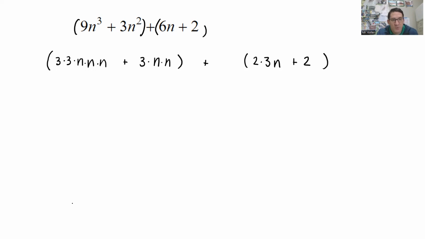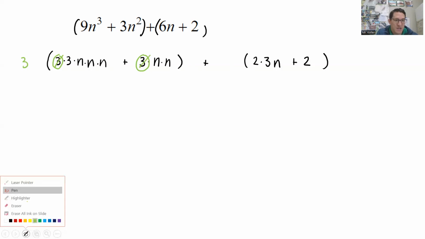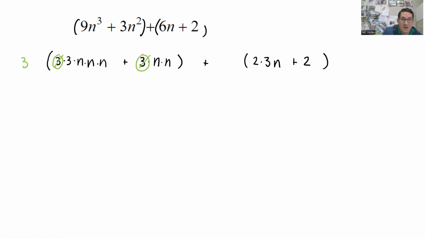But let's go through and look for the greatest common factor here. On this one, they each share a 3 in common, so I can take out a 3. And then they each share a 2n. So I have n squared, n times n. I can take out 2n from both. So n squared. Here's the deal with this, though.